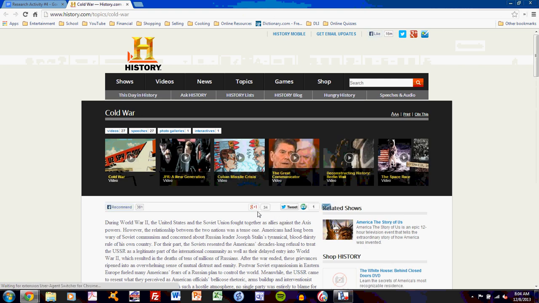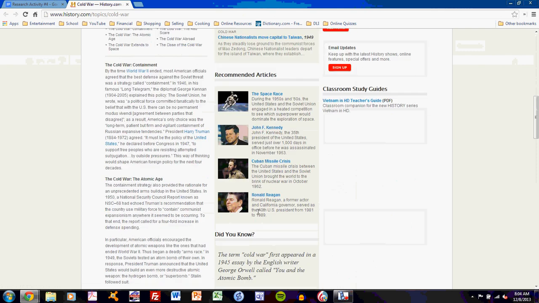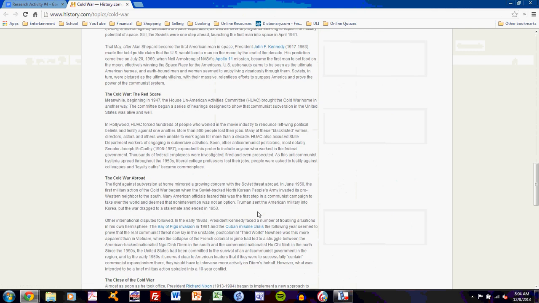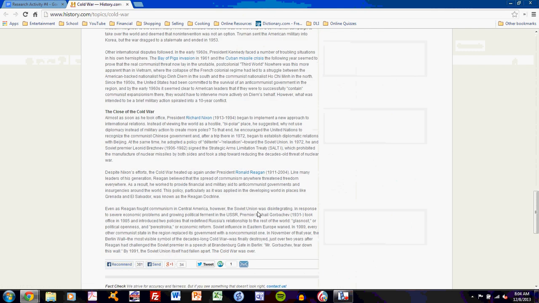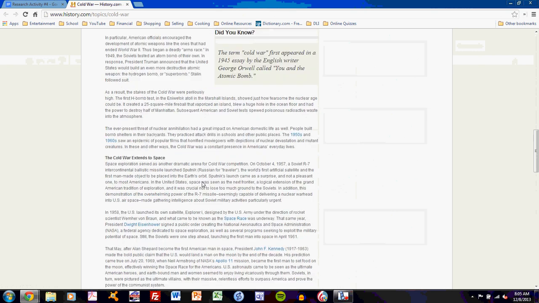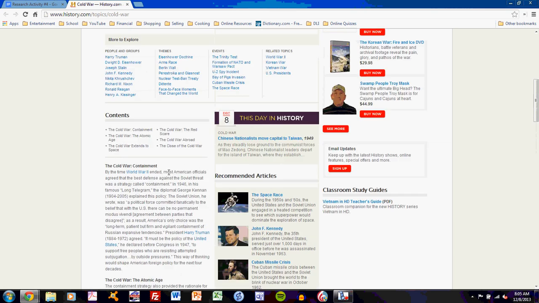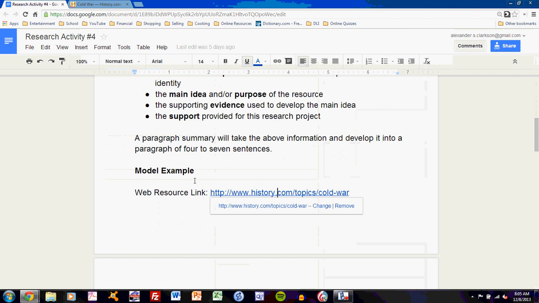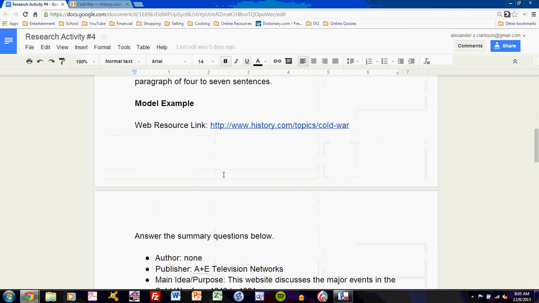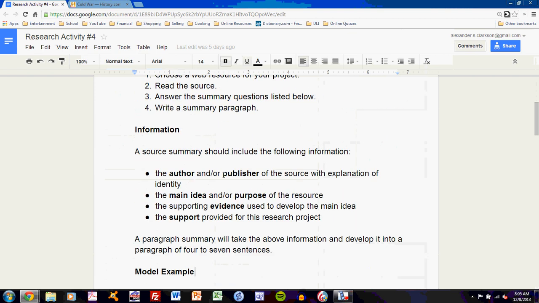So I have my web resource. I scan through it. I see all the text. I understand what this is just very briefly. This is an encyclopedia-like entry on the Cold War. Okay, so I have my link, and I must answer a series of questions.